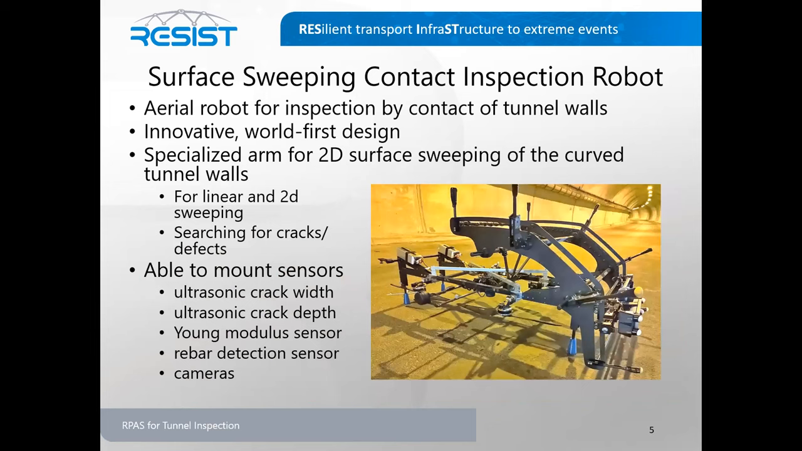About the contact inspection robot, what we have developed is a new concept: an aerial robot that makes the inspection in two phases. The first one is that it will touch the wall, sticking to the wall at some point. And then this cart that you can see here at the right is able to move in two axes. It is able to sweep all over the surface to make surface inspection, or to locate precisely the defect and make the measurements precisely at this point. So it is able to mount the ultrasonic sensor for crack width, depth, also for Young's modulus. Also, it is possible to mount high resolution cameras and rebar detection sensor.